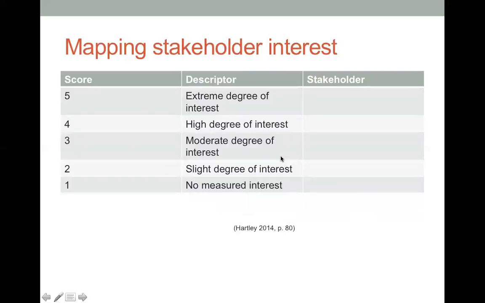And aside from their power, we also need to look at their interests, whether some stakeholders may not be interested, okay, may have little interest in what we do in our risk management plan. The other stakeholders may be extremely interested in what we do in our risk management plan because it may affect their department, their function in the organization, or it may affect their own specific action.